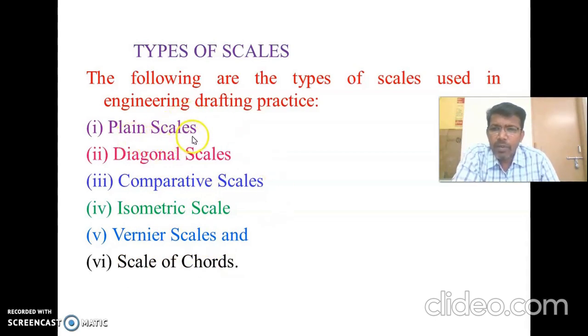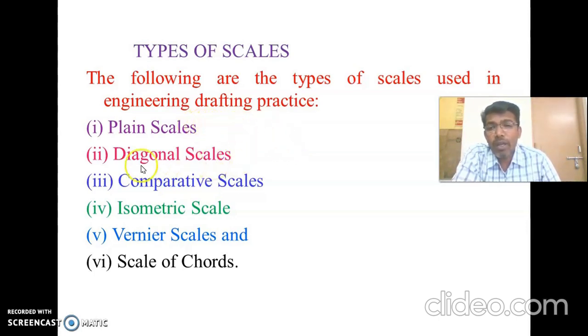So plane scales, if an available length is there, then it is easily drafted on the paper or drawing sheet. And diagonal scales are especially used to define or to produce a length with two places of numerical values after the decimal. Suppose if you take an example of plane scale, 5.6 centimeters. So 5.6 is possible in the plane scale. Suppose 5.66 centimeters is there, it is not possible in the plane scale.